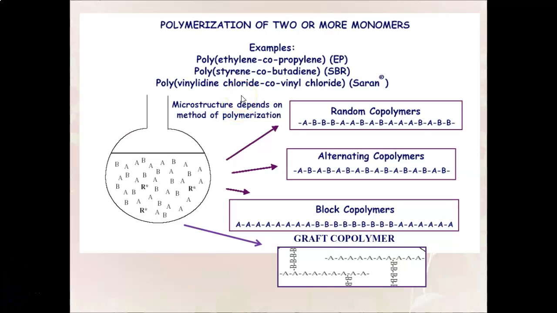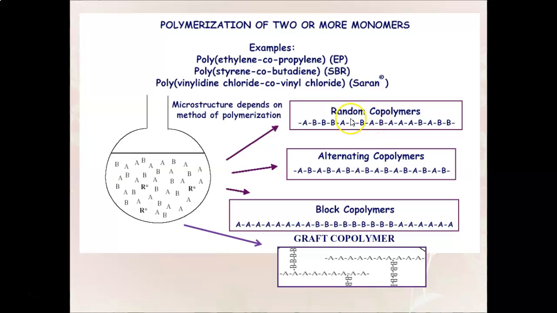Other examples of copolymers are polyethylene-co-propylene, polystyrene-co-butadiene or SBR, and polyvinylidene chloride-co-vinyl chloride. As for the classification of copolymers, they are classified into random, alternating, block, and graft copolymers. Linear copolymers lead to random, alternating, and block copolymers, so a linear copolymer can further be categorized into three forms. This classification is based on the arrangement of the monomers on the main chain.